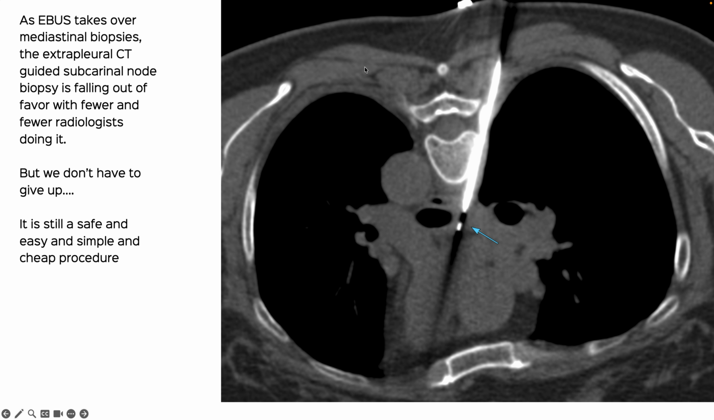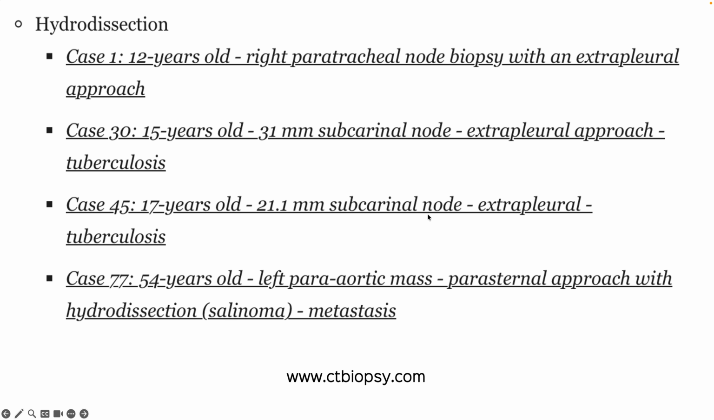It's not difficult, but you need to learn how to hydrodissect, how to find the path to the subcarinal node, and we shouldn't be giving up. It's still a safe, simple procedure, and there is no reason why you can't have 2 or 3 competing procedures available for the same node or the same area to be biopsied. Just as you have ultrasound guided, CT guided in the liver, or in the kidney or the pancreas. Similarly, you can have EBUS guided and CT guided for the subcarinal nodes.